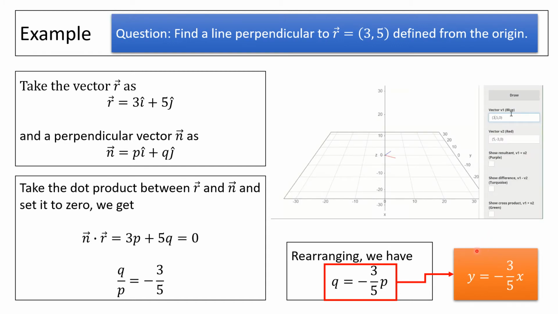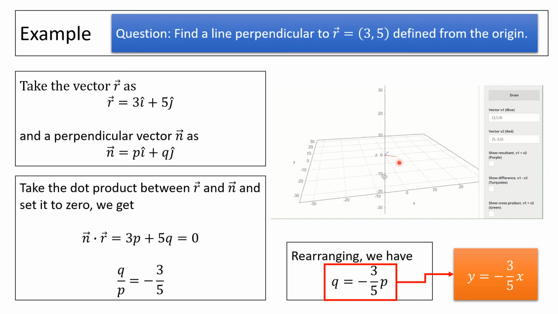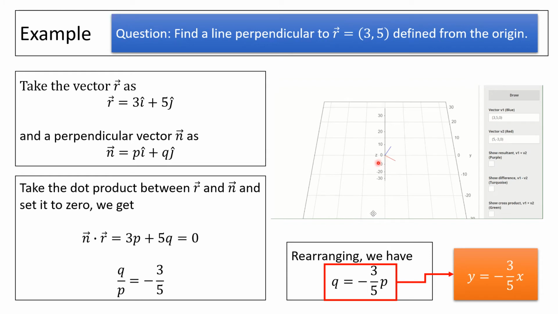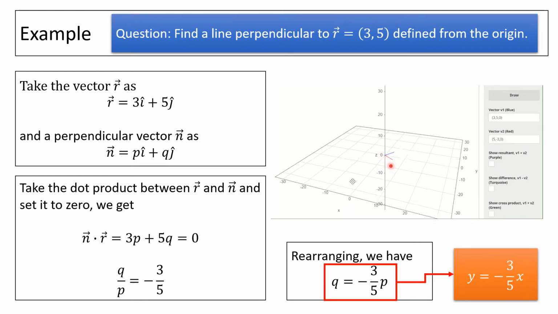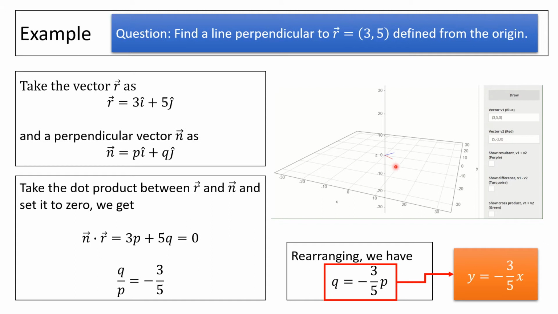Here I plot the vector for better illustration. You will see that this is 3, 5, which is our vector r. And here this is 5, minus 3. So this is your n vector. Here you will see that the vector n, which is plotted from the origin in the red line here, is actually perpendicular to the vector r. Right, so that is how you find the perpendicular vector to a given vector that we already defined.